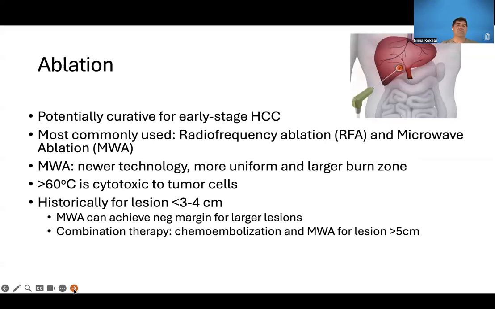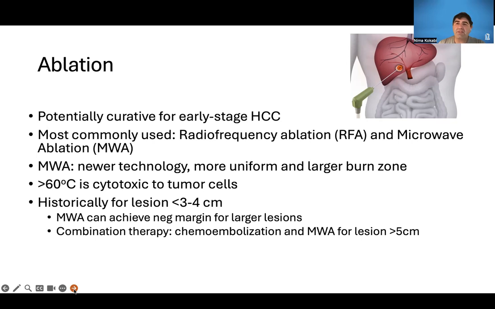So now let's talk about ablation, which could also potentially be curative for early stage HCC, similar to liver resection. Generally, the two most common ablation modalities that are used in the liver are radiofrequency ablation and microwave ablation. Microwave is a newer technology with a more uniform and larger burn zone, which has basically become the go-to ablation modality in almost all centers in the United States, at least.